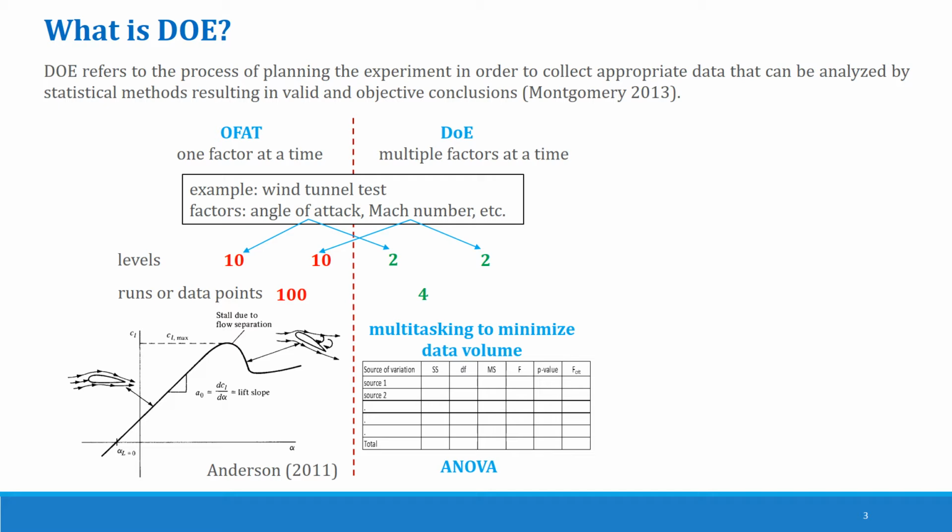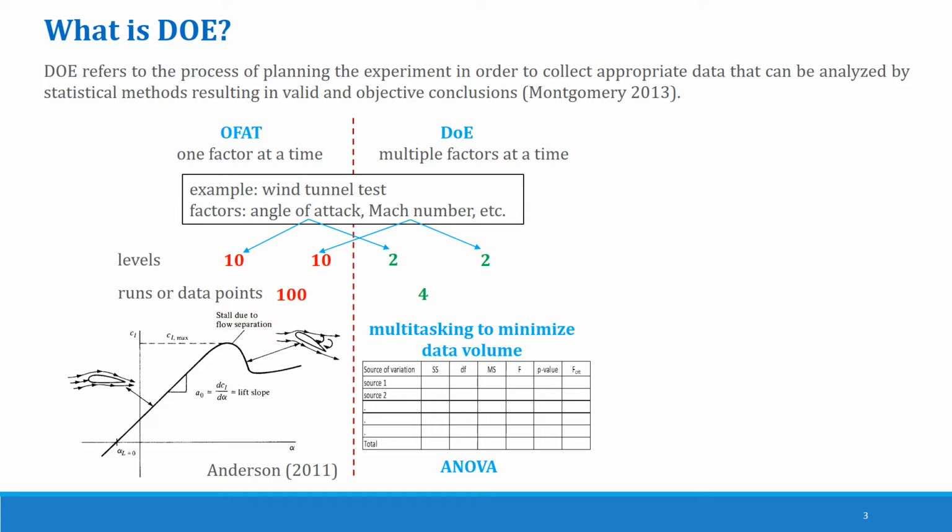What is DOE? DOE is a process of planning the experiment in order to collect appropriate data, which we can analyze by statistical methods to come up with valid and objective conclusions. Let's compare it with the conventional way of measurements, that is one factor at a time, OFAT. In OFAT, as the name suggests, we change the level of one factor at a time, keeping the levels of other factors constant. On the other hand, DOE is based on the principle of changing the levels of multiple factors at a time. This leads to the reduction in the total number of runs or data points for DOE.